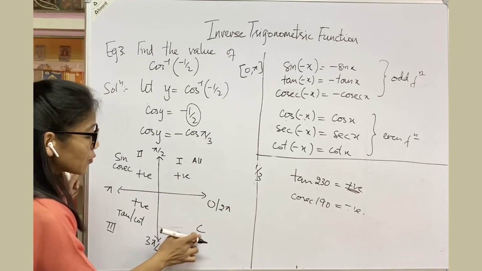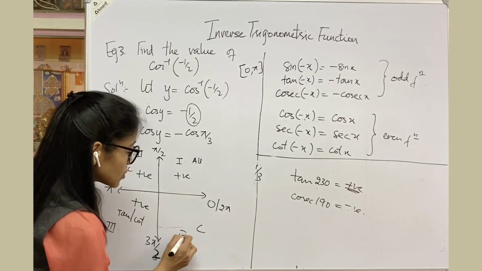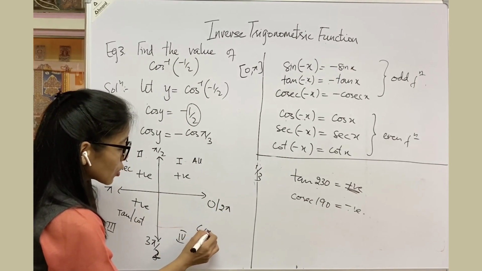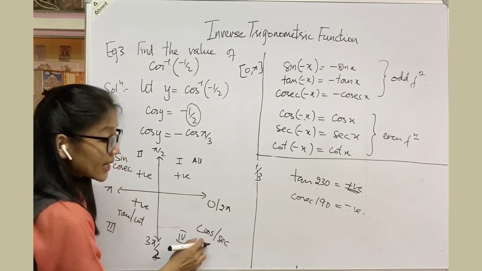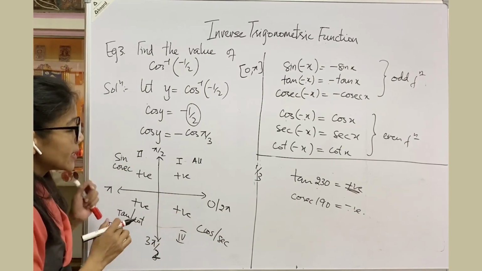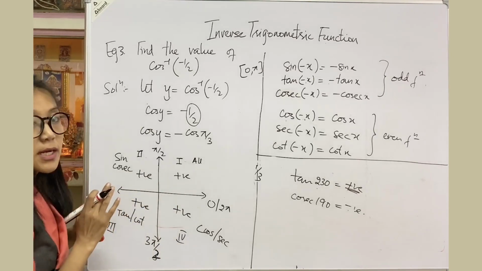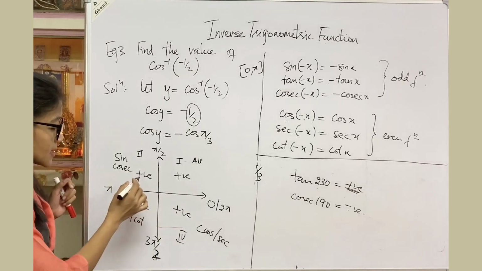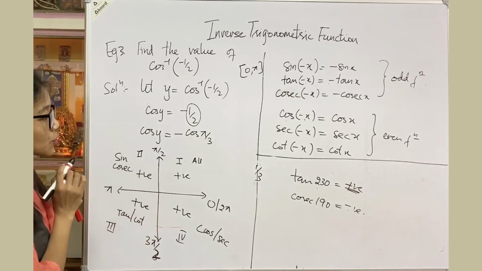In the fourth quadrant, cos and its reciprocal sec are positive, the rest 4 are negative. So these are the behaviors of the trigonometric ratios in the four quadrants.